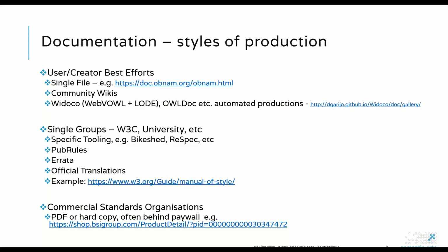So with these sorts of documentation types, there are also different tool sets and approaches for creating them. I've categorized these as three main chunks. The first one tends to be small projects where you've got a user or creator who is really just doing their best efforts to document something. It could be a single file, a typical README. Then we might have more complex documentation in the form of things like community wikis and so on.